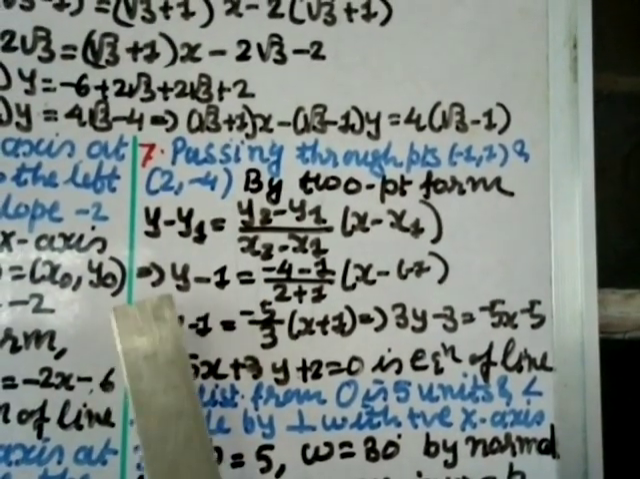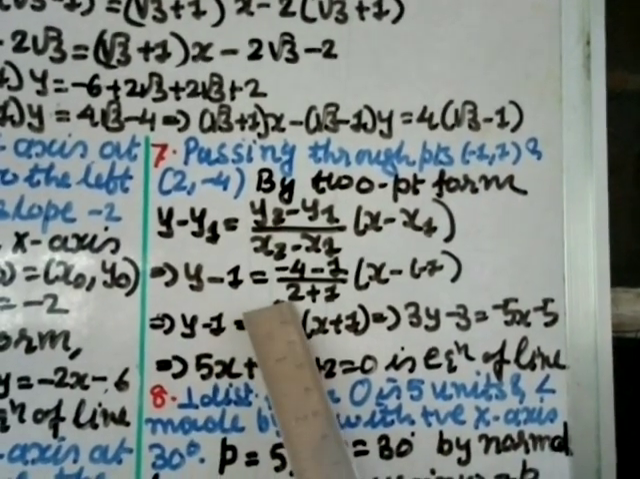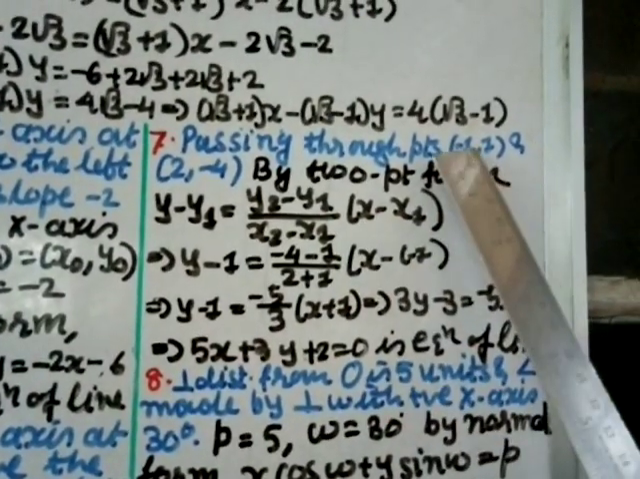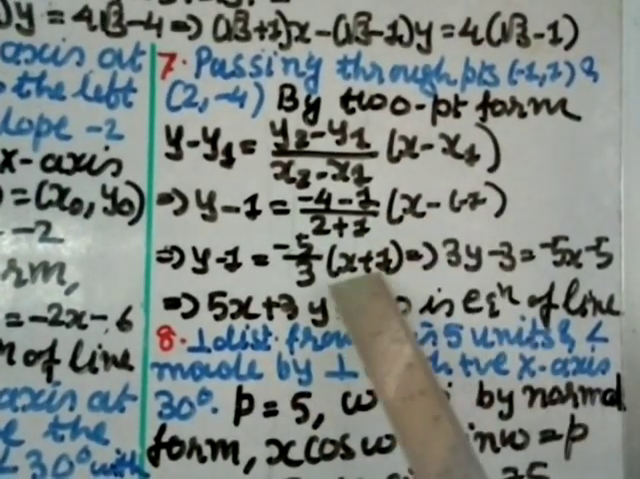So let us put the values. y minus y1 equal to y2 minus y1, so minus 4 minus 1, divided by x2 minus x1, so 2 minus of minus 1, into x minus x1. So minus and minus will become plus. One more bracket you can put here. So here y minus 1 equal to minus 4 minus 1 gives you minus 5, 2 plus 1 is 3, into x minus of minus 1, which is plus 1.